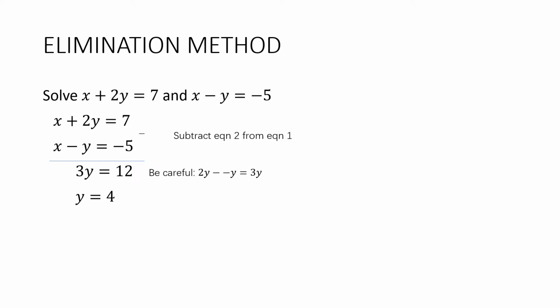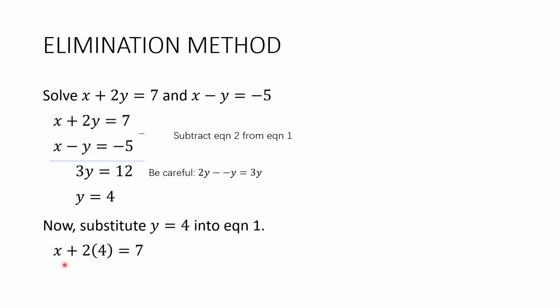And don't stop there. We've only found part of the answer. We've only found what y is equal to. We need to substitute this back into one of these equations to work out what x is. Doesn't matter which one we go into. So substituting into equation 1, I've got x plus 2 lots of 4 is equal to 7. So x plus 8 equals 7. x is equal to -1. So the solution is x is equal to -1, y is equal to 4.